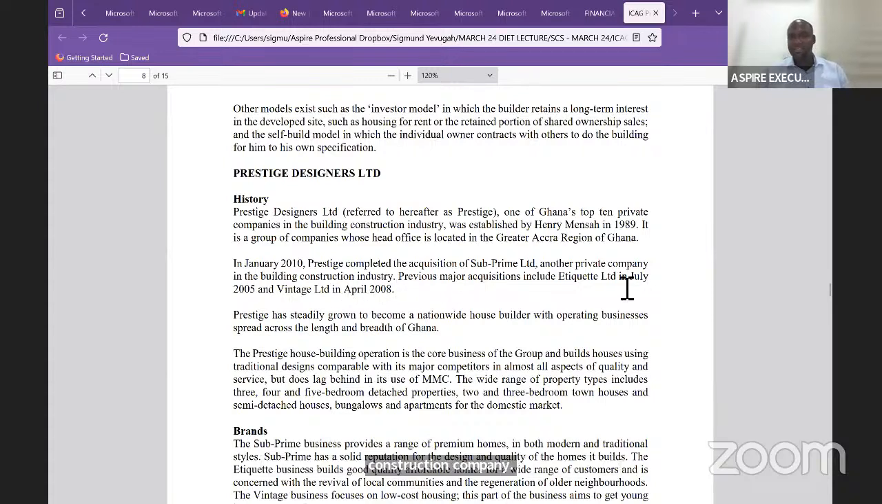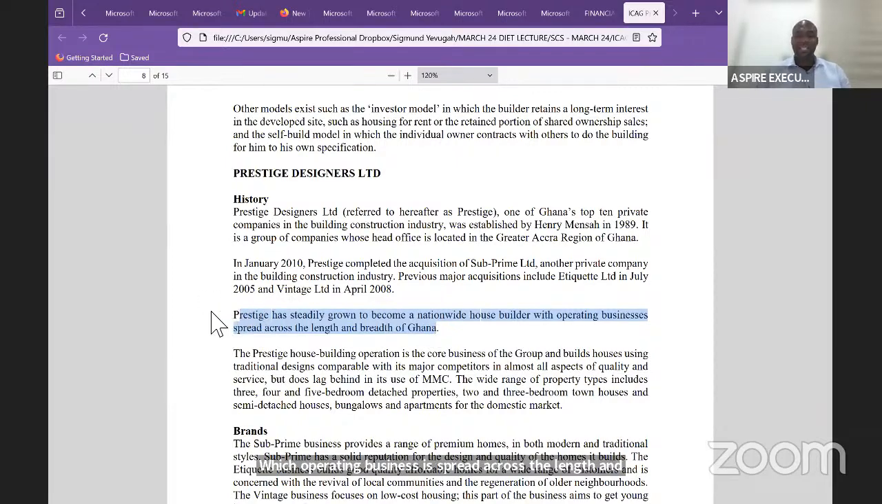Previous major acquisitions include Etiquette Limited and Vintage Limited. So we want to know what Etiquette Limited does and what Vintage Limited also does. Is that clear? Prestige has steadily grown to become a nationwide house builder with operating businesses spread across the length and breadth of Ghana. Is that clear?